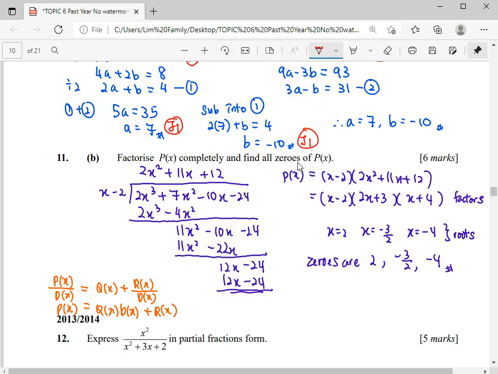So from here, for the concept of long division, and then to get this quotient, writing in factor form, and then factorize it completely where the quadratic also needs to be factorized. And then lastly, we answer the question, we want the zeros. So these zeros are our final answer.